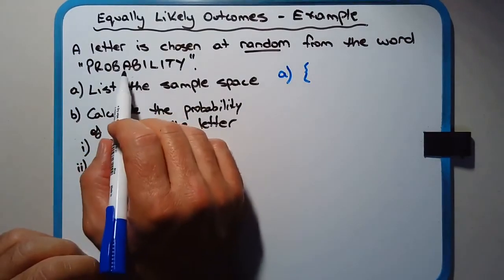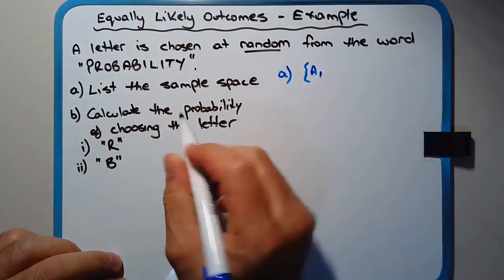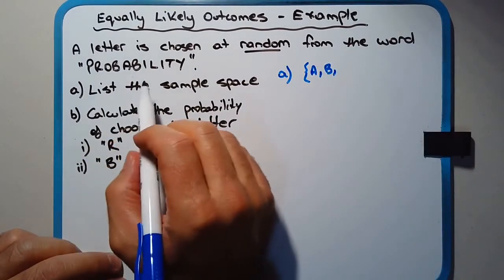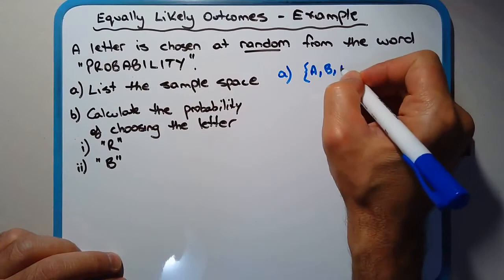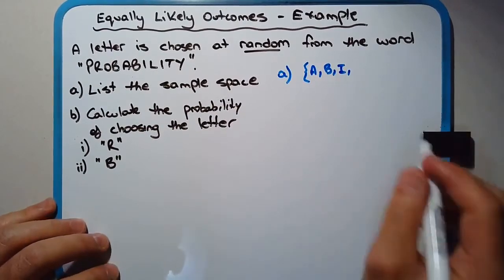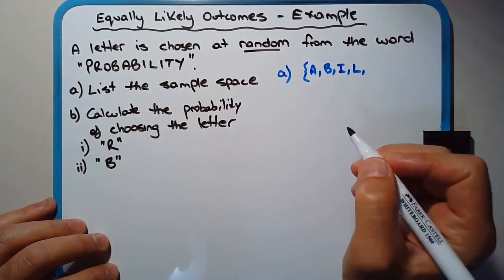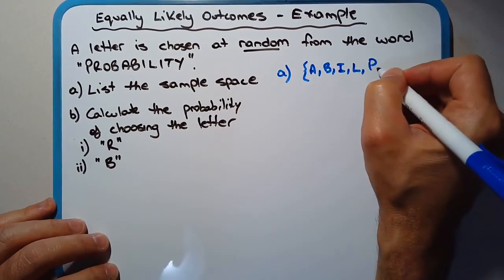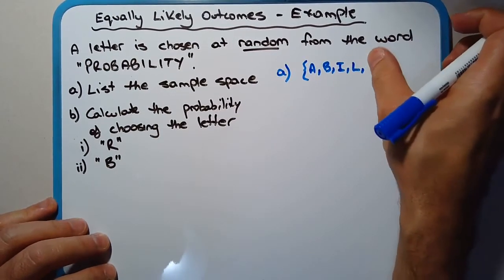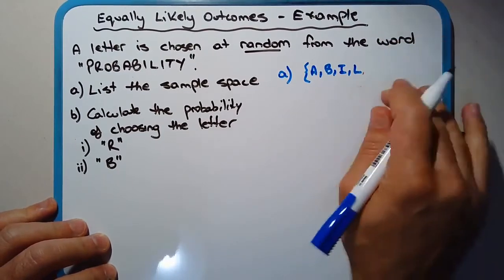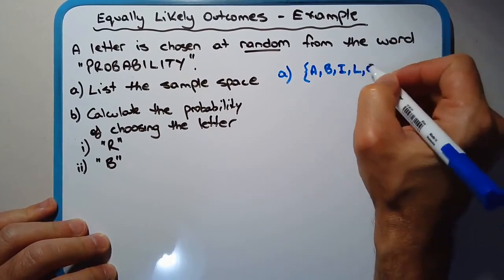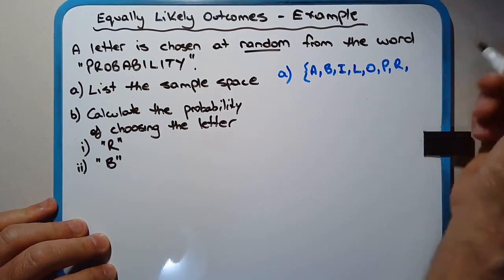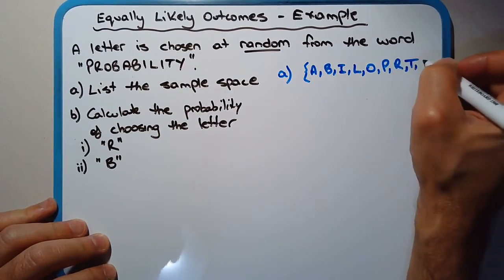Let's have a look at the sample space. So we have a letter A. There's a letter B. We have the letter I. I try to list them in order where possible, if they're letters of the alphabet. We'll have the letter P. In fact, we've got the letter O first. So we've got letters O, P, R, and we've got T, and we've got Y.